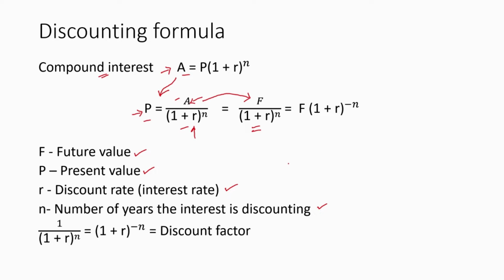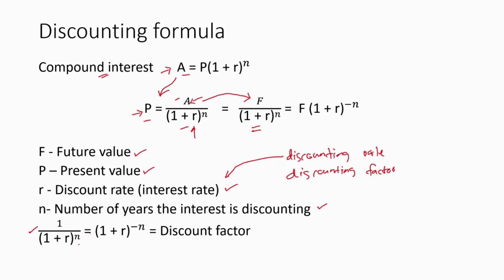When it comes to discounting, we need to know about the discounting rate and the discounting factor. The discounting rate is simply a percentage value, an interest rate value. The discounting factor is this: 1 over (1 plus R) to the power of N. This is the discount factor.